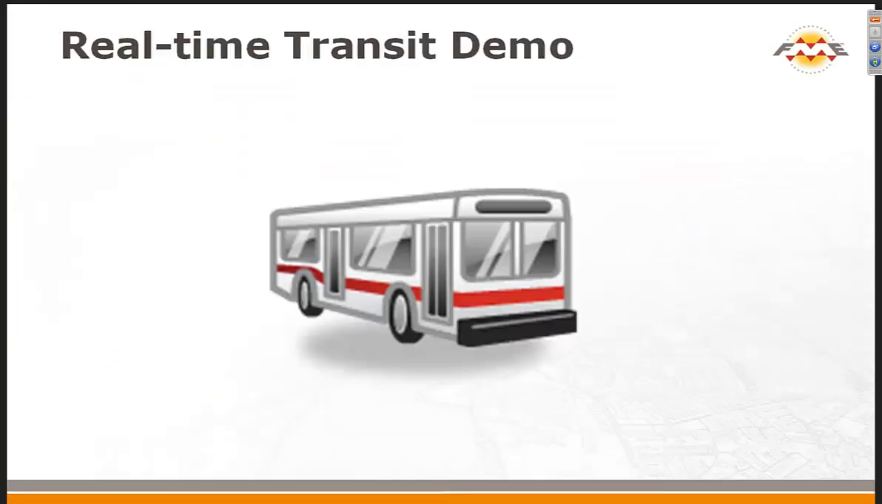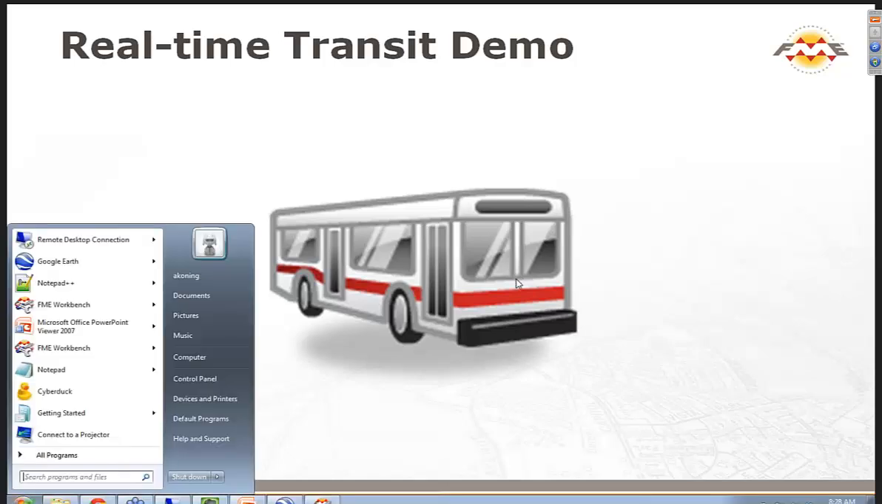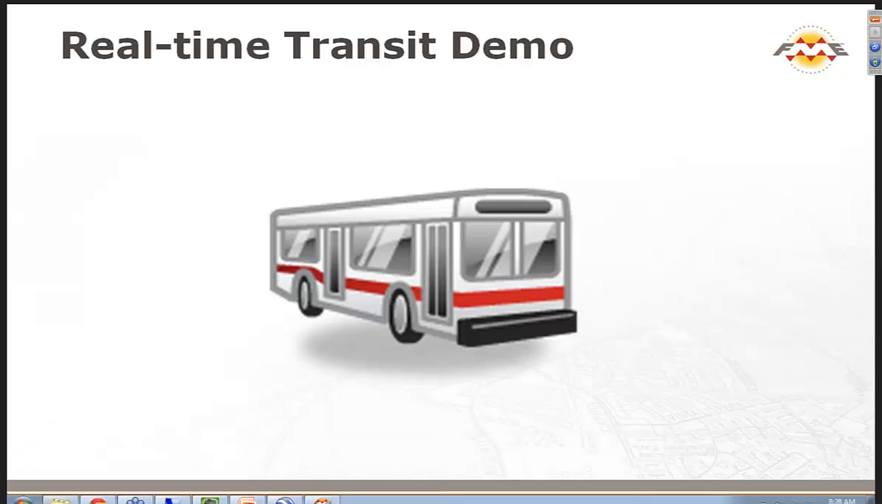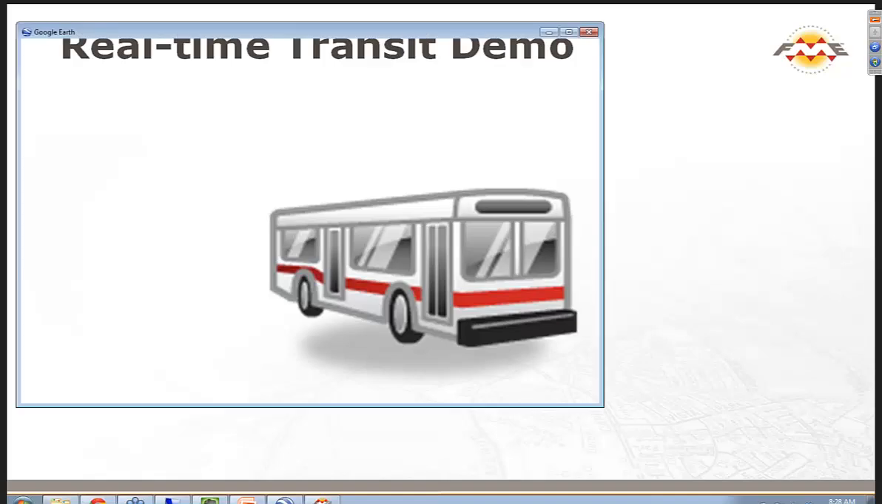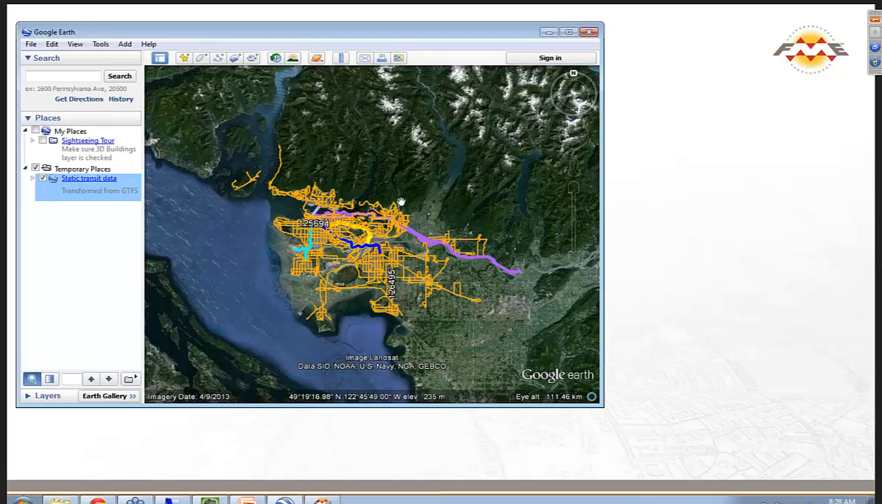I will get down to that. Real-time transit demo. Okay, so I want to show basically a KML network link and show you an actual workspace that shows styling effectively. I'm going to start by bringing up Google Earth. Here we go. We've got a transit network loaded into Google Earth. But I want to see where the buses and things like that are located in real time.